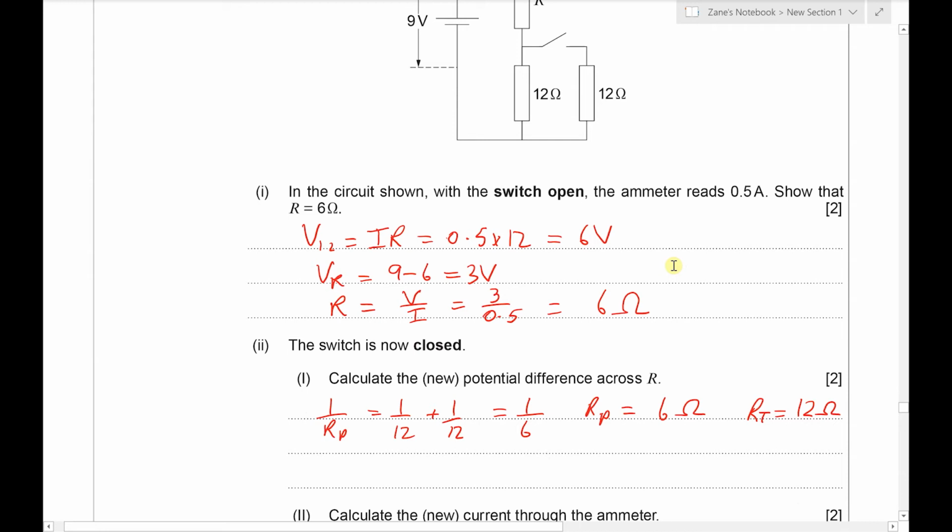We can now either go down the route of calculating the current in the circuit and then working out the potential difference across R, or we can just simply realise that if the 2 12-ohm resistors are equivalent to a 6-ohm resistor and R is 6 ohms, then the potential difference of 9 volts is split evenly across the combination: 4.5 volts across R and 4.5 volts across the parallel combination. So that would be the quickest way of doing it. So I'll just put equals share there in brackets.